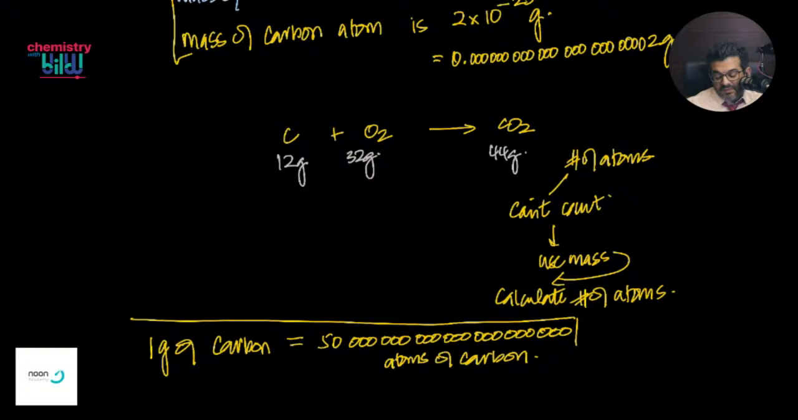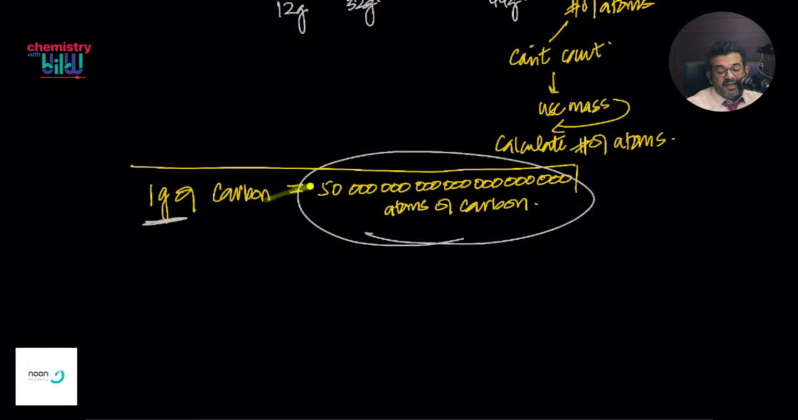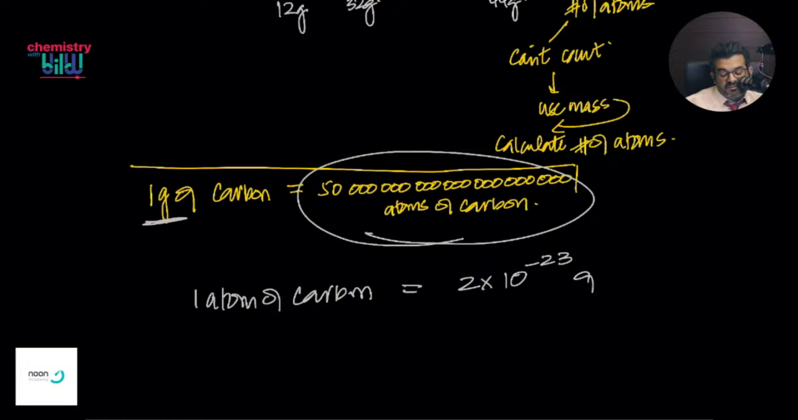So what do we do? We said, okay, we have a problem. I know 1 gram is so many atoms, and if I know that, I can use this information, but counting it is too difficult. And I know that 1 atom of carbon is about 2 × 10⁻²³ grams, like 0.000 and a lot of zeros. It's really small.